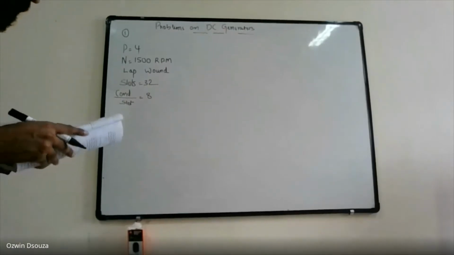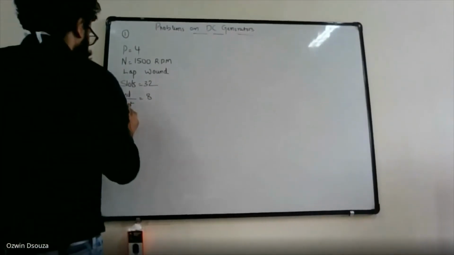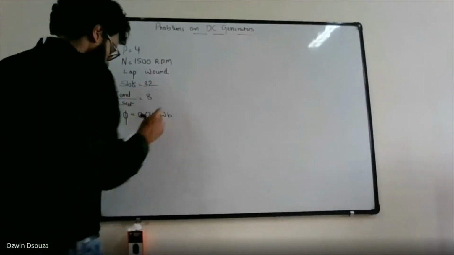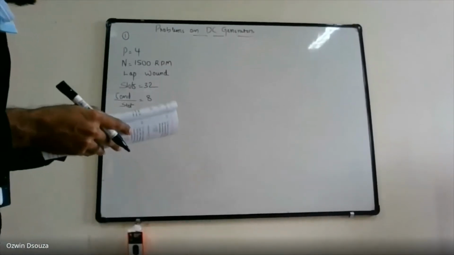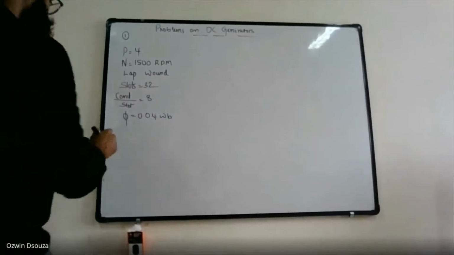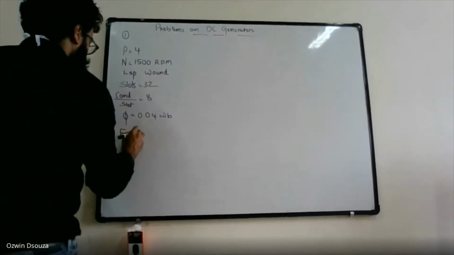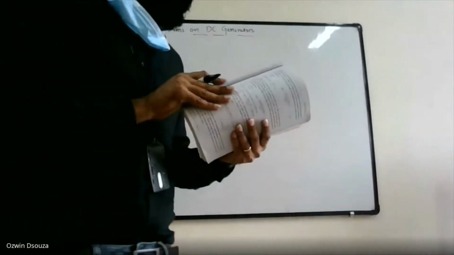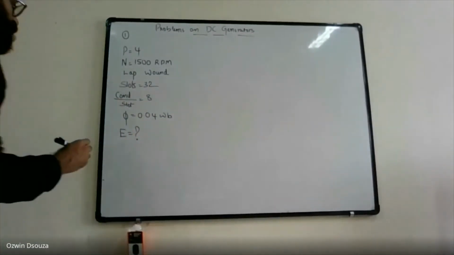If the flux per pole is 0.04, calculate the EMF induced in the armature. What would be the EMF induced if the winding is wave connected?